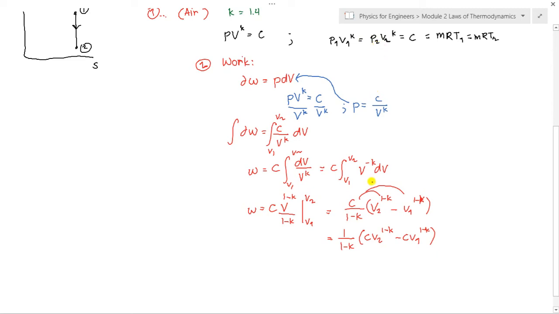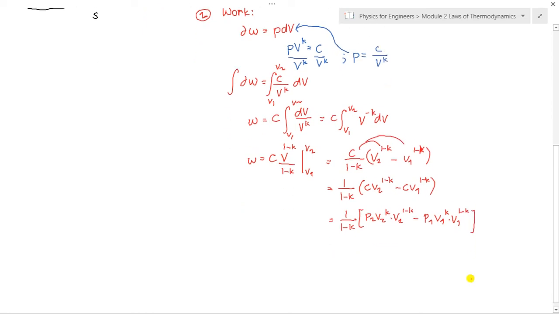So for the first term, for C, I will substitute P2 V2 raised to K. So this would now become 1 over 1 minus K. Then C here, I can have P2 V2 raised to K multiplied by V2 1 minus K. I chose this because it is possible to cancel, combining V2 K and V2 1 minus K. And also with the second term, C times V1, I will choose P1 V1 raised to K multiplied by V1 1 minus K, because it is also possible to cancel.